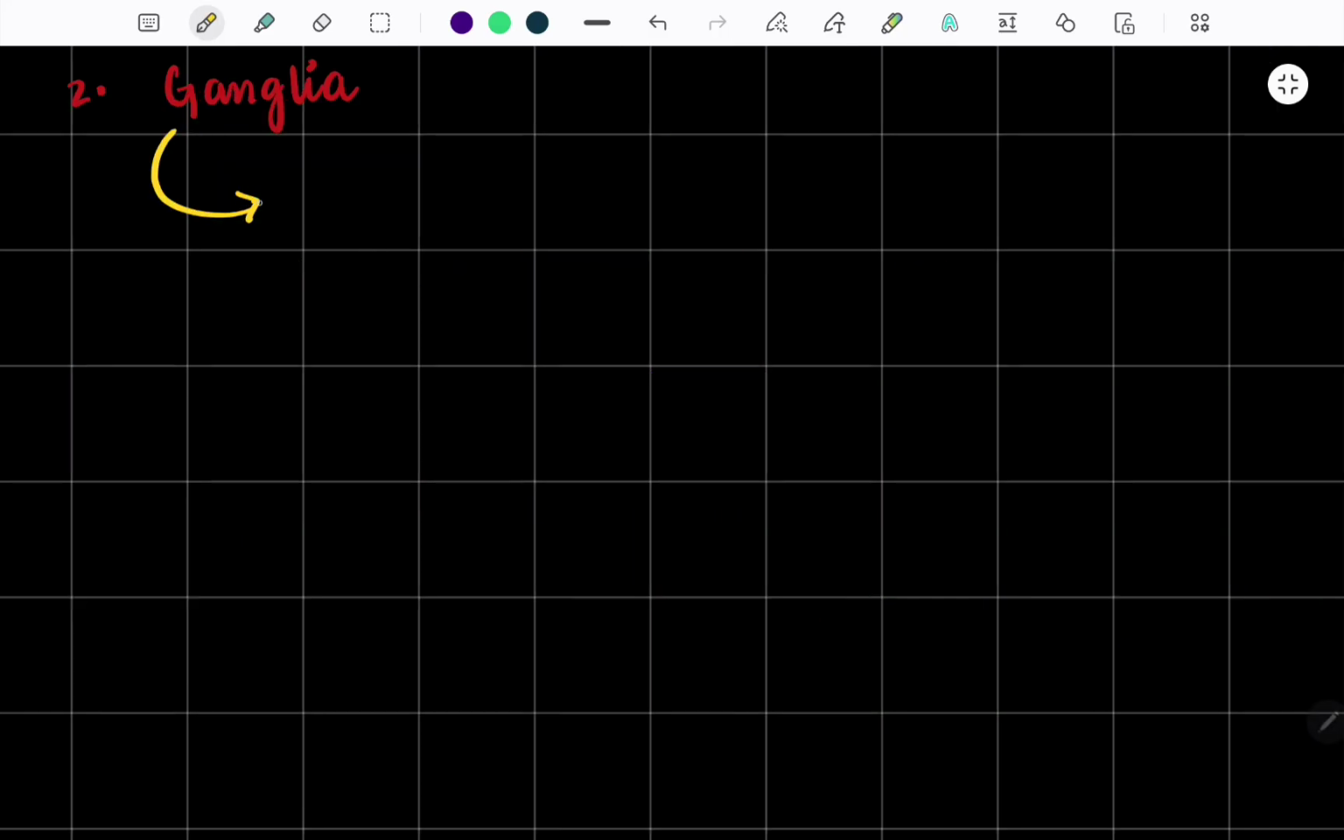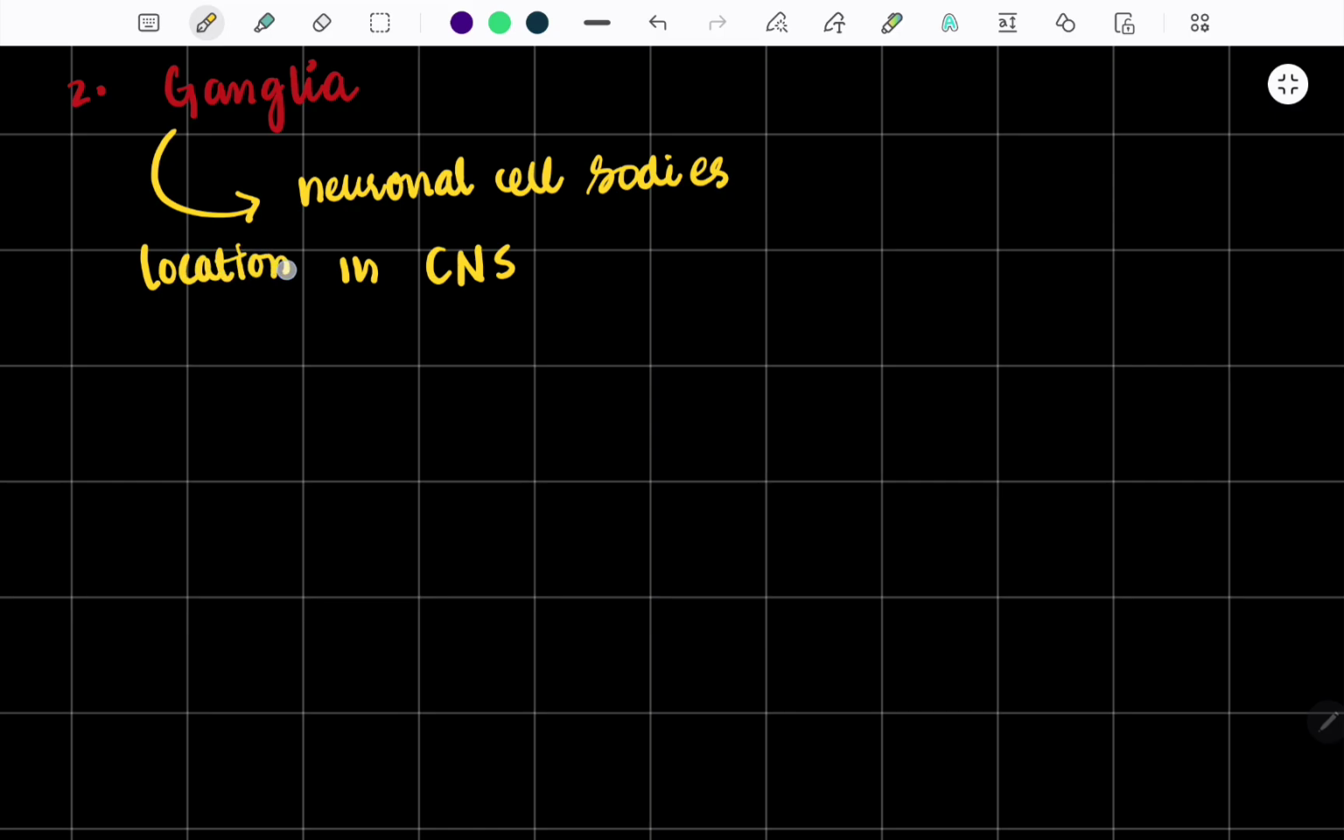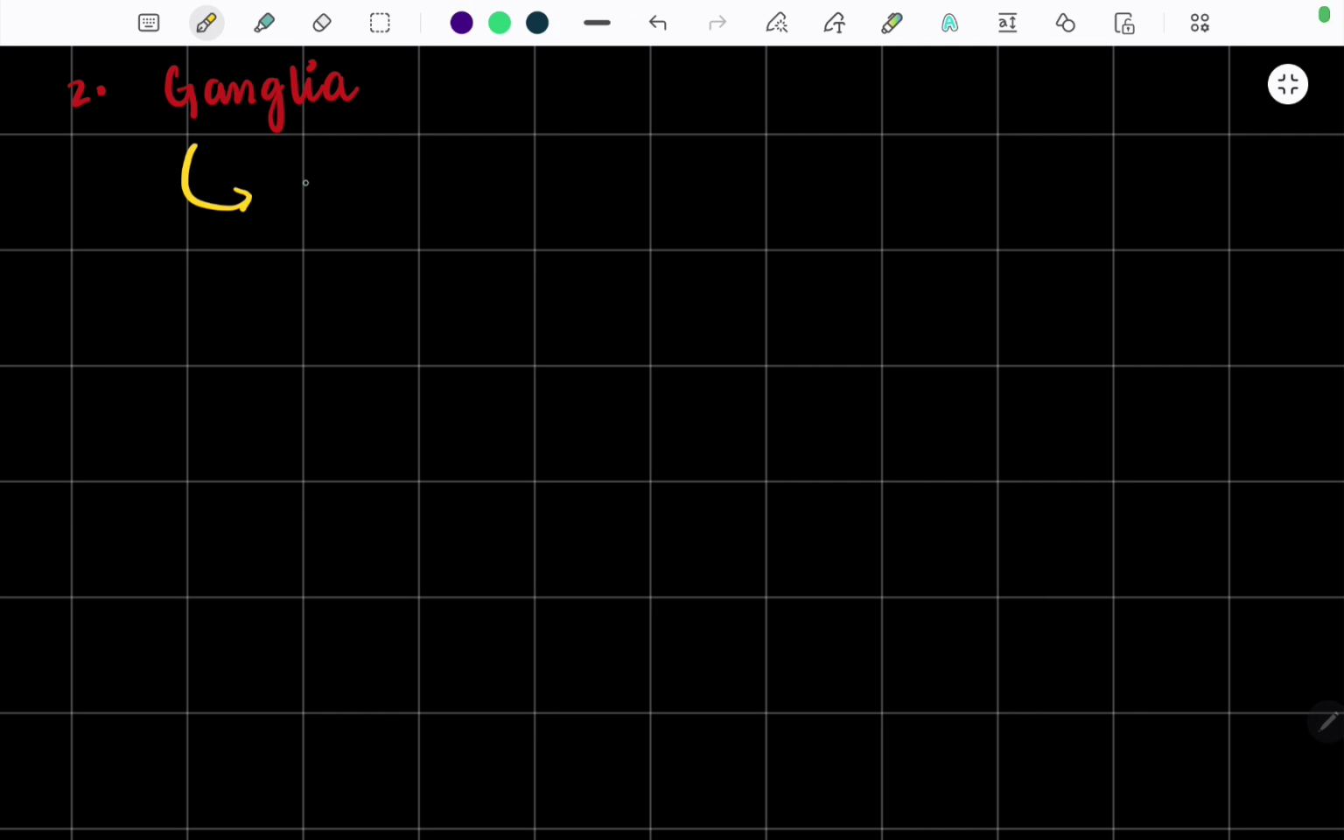Now, what is ganglia? These are basically the neuronal cell bodies, right? And they are located in... Ganglia are the neuronal cell bodies, and where are they present? What is the location of ganglia? So they are always located outside the CNS, right?